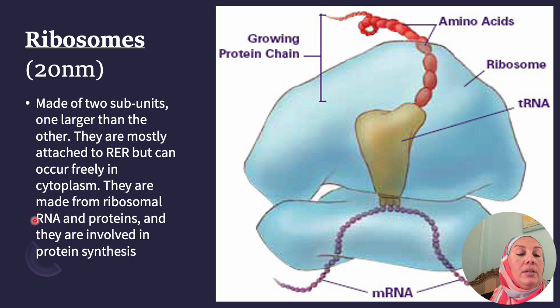More about RNA and DNA will be mentioned in a separate chapter, but just let us know that the chemical that makes a ribosome is ribosomal RNA and proteins. They are involved, obviously, as said before, in protein synthesis.